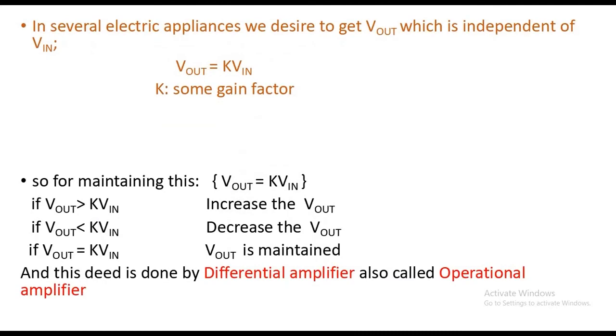So what is the need? Why do we make a differential amplifier? In several electric appliances we desire to get V out which is independent of V in. That is, we want V out to be K times V in. But for maintaining this, it is not always the condition that V out is equal to K V in. So we have to make this condition. If V out is less or greater than K V in, what we have to do is adjust V out accordingly, likewise in all three conditions. For this need, we use a differential amplifier.